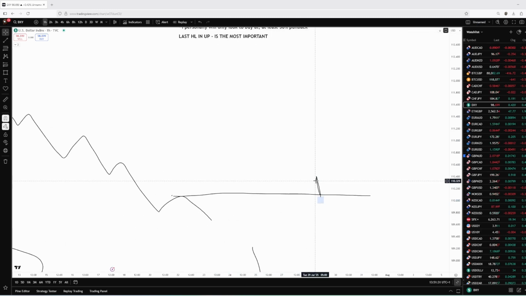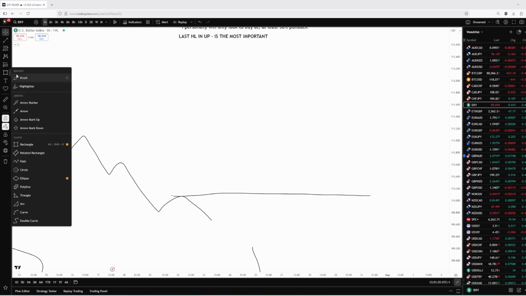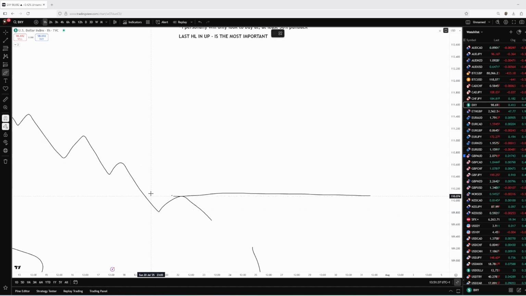Now, what do we then wait for after a break of structure? Well, essentially what you do is something like this, where you mark the significant highs. In this example, we're selling, so the lower high is going to be the most significant. We then trade above it.